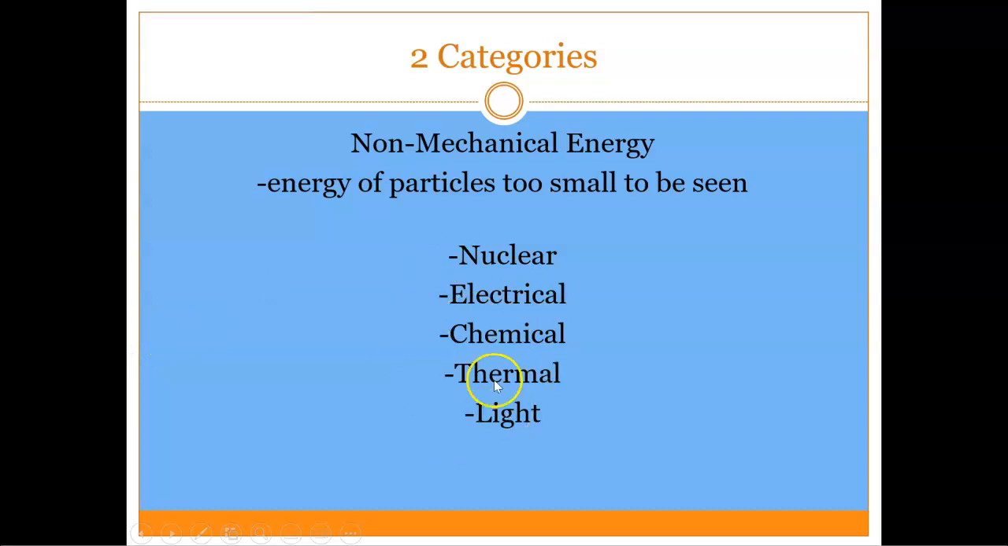These are some of the types of energy that we're not going to deal with: nuclear, electrical, chemical, thermal, light. You've already dealt with some of these in chemistry. We don't deal with these in this level of the course.